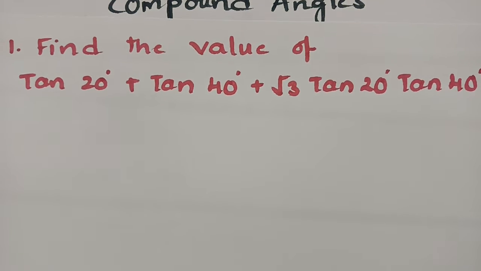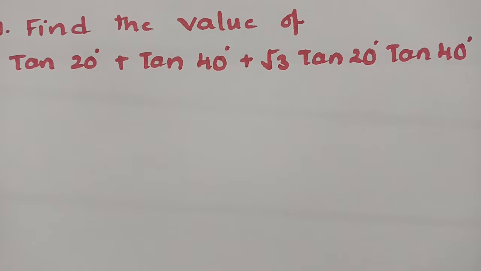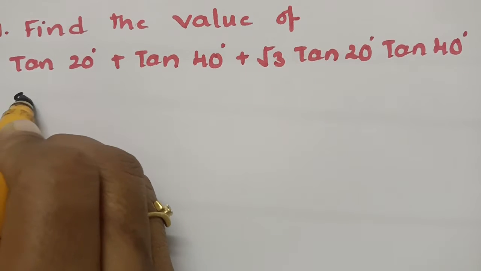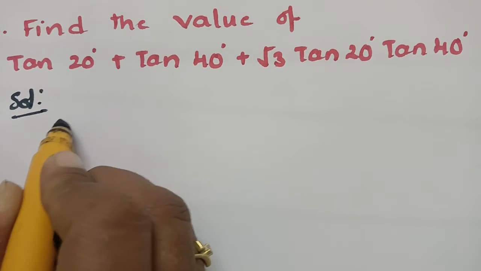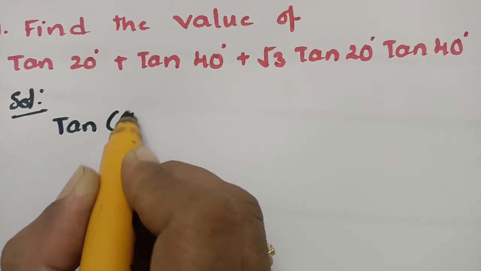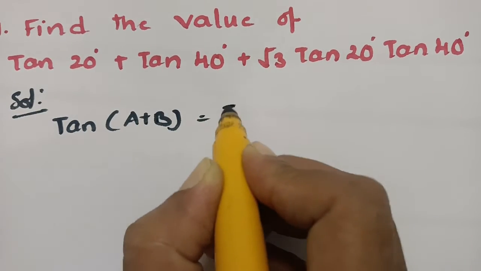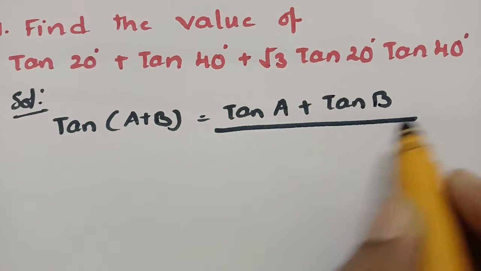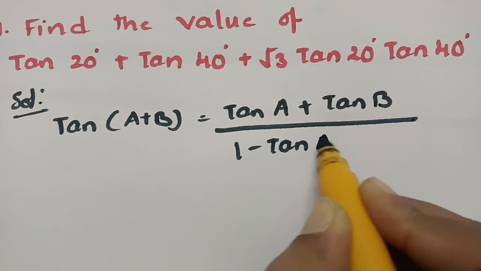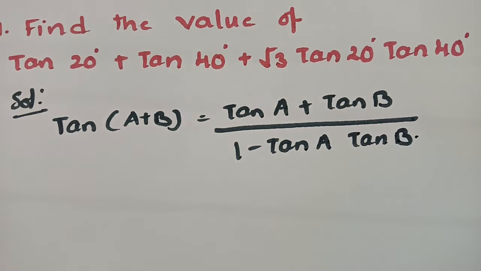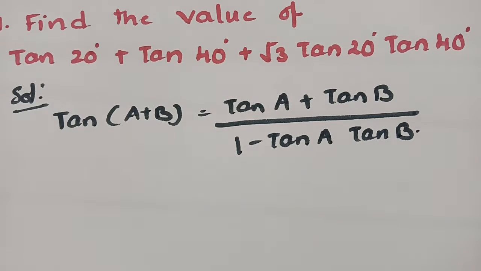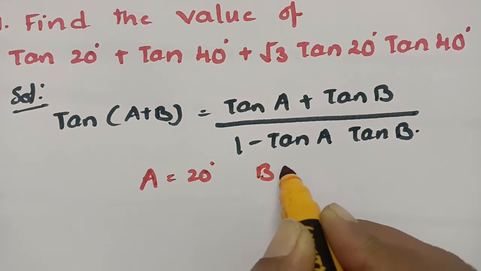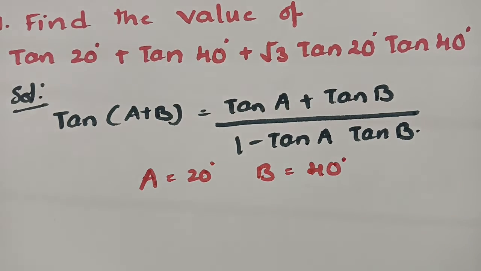So we have to find the value of tan 20 plus tan 40 plus root 3 times of tan 20 degrees into tan 40 degrees. For this, we have a formula that is tan of A plus B is equal to tan A plus tan B by 1 minus tan A into tan B. Clear? So in this formula, we have to substitute the A value as 20 degrees and B value as 40 degrees. And see what happens here.